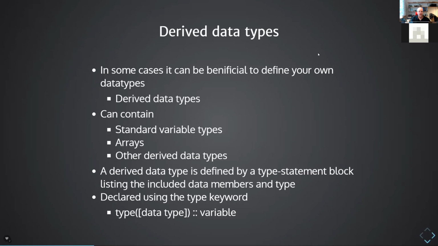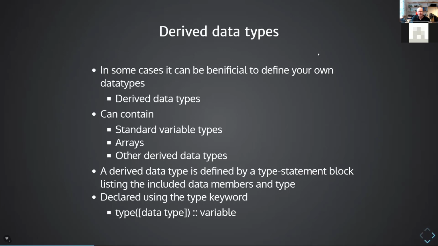A derived data type can combine standard variable types like integer, real, logical, characters, arrays into a single new data type. So it's kind of a compound data type. It's very similar to what we did in Python with object-oriented programming. In that case we combined data and also functions, but a derived data type is only a combination of several variables that are grouped together in a single data type.